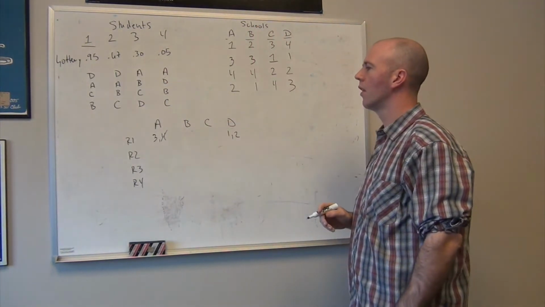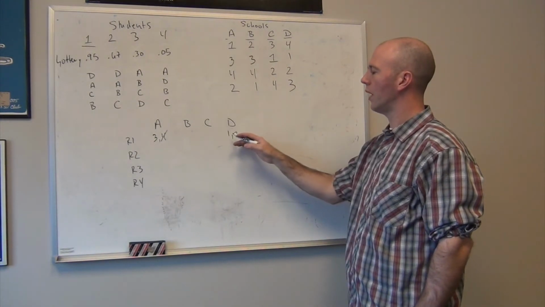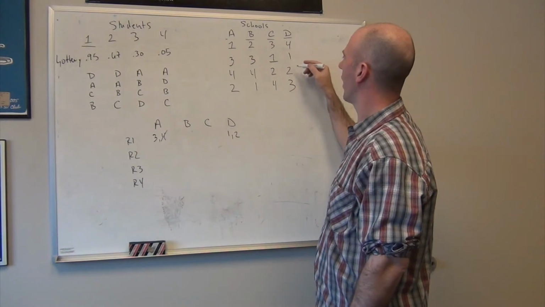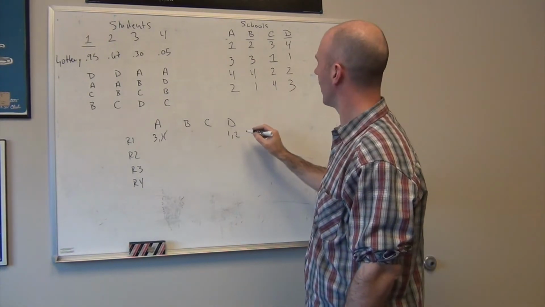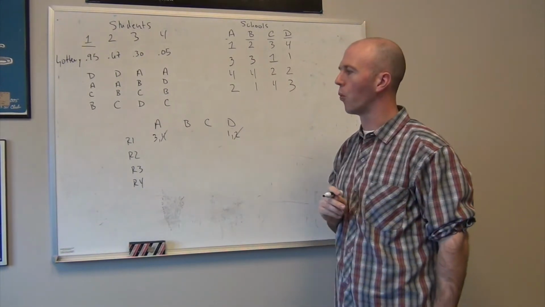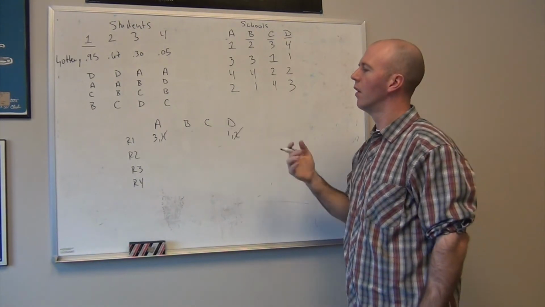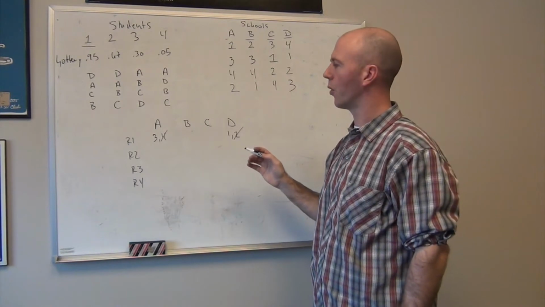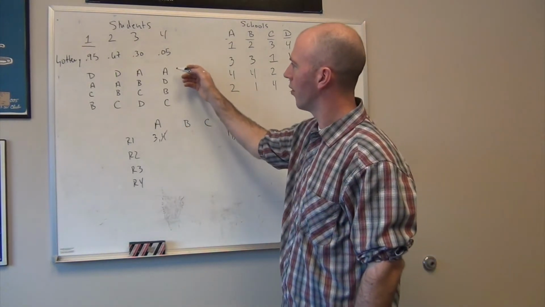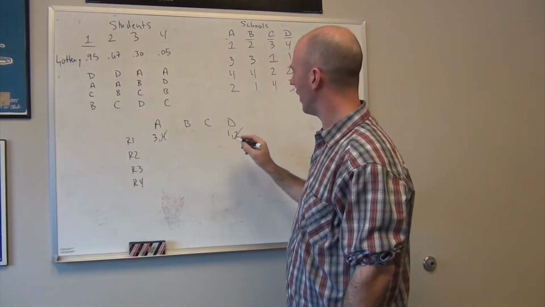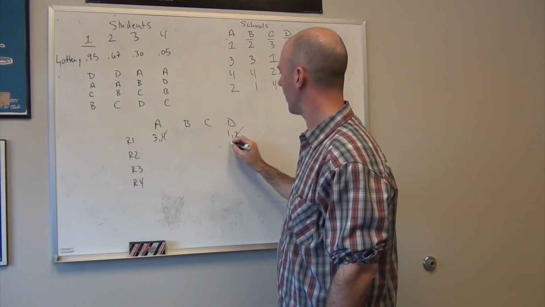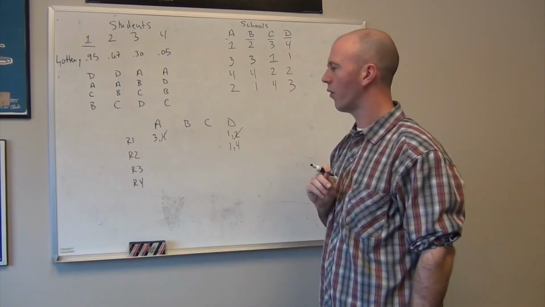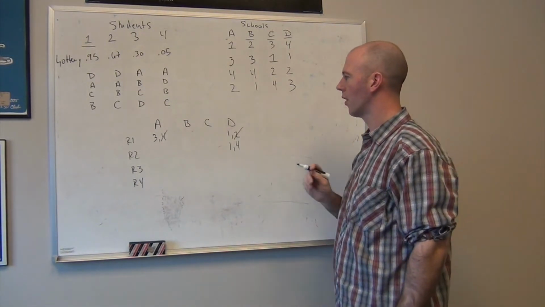Okay. So next we look at D. 1 and 2 have applied to D. So 1 has higher priority than 2. So D is going to reject 2 and hold on to 1. Okay. So the students who are rejected apply to their next favorite school. So 4 is rejected from A, so its next favorite school is D. So 4 is going to apply to D, so D will have 2 applications here. It's holding on to 1, and 4 is going to apply to it.